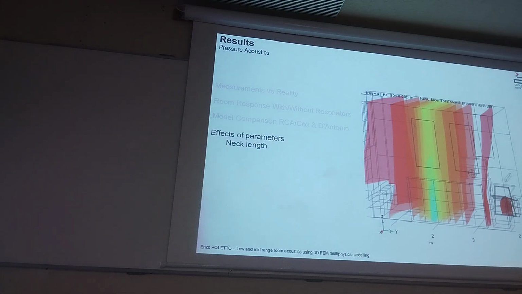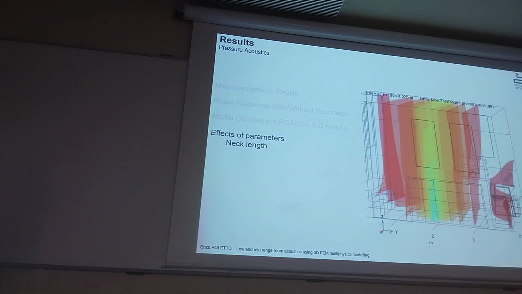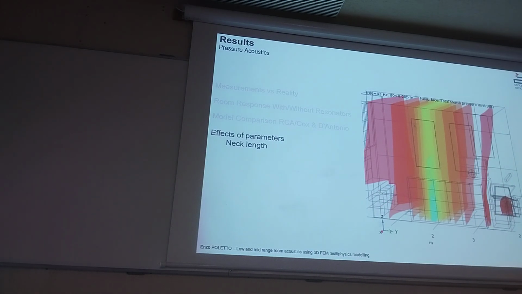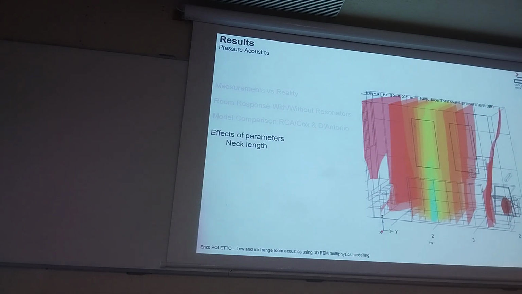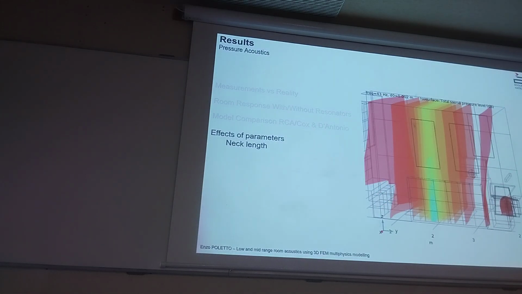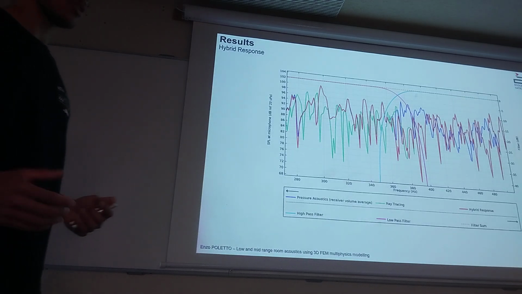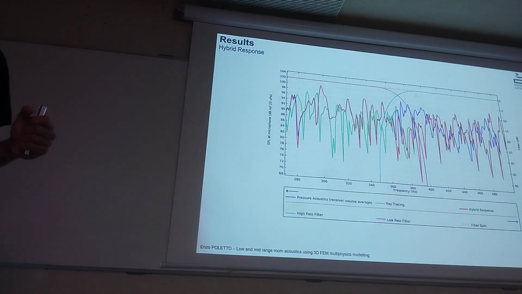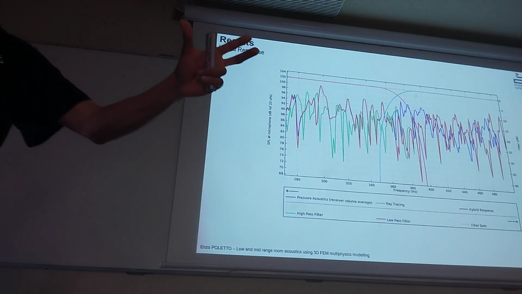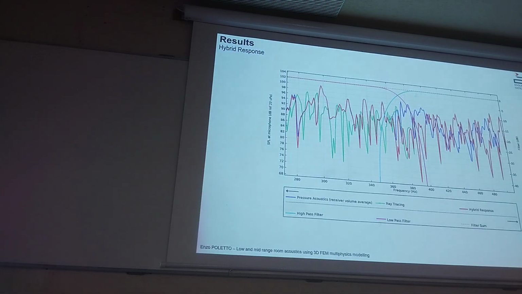And now I can see the effect of parameters like the length, but I'm going to go over that later. That's the first mode, the modal distribution, and the modal distribution doesn't change, basically. And now I have the hybrid response, which is the combination of those two. I put some filters. I have the pressure acoustic response and the ray acoustic response, and I want to combine them, and that's how it looks like.